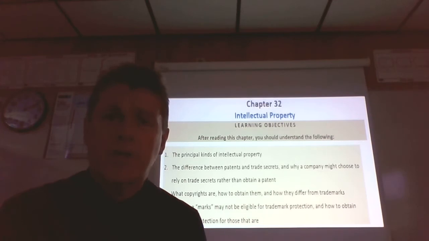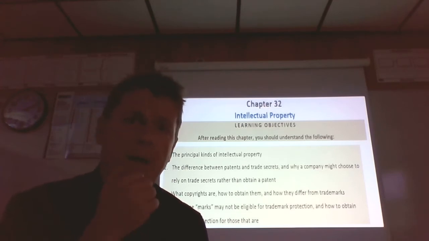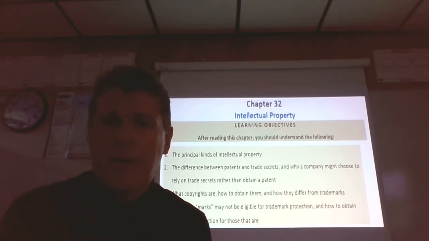Today we're going to be looking at Chapter 32, which involves intellectual property. The overall learning objectives for this chapter, I want us to first understand the different types or kinds of intellectual property that are available under U.S. law. I want us to understand the difference between patents and trade secrets and why a company might choose to develop a product or service as a trade secret as opposed to a patent.